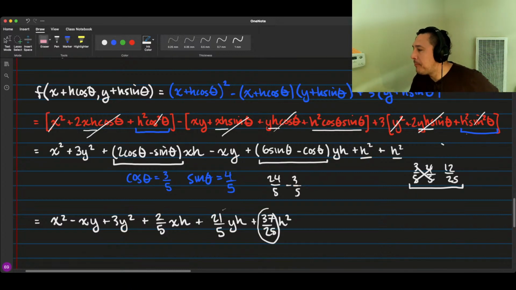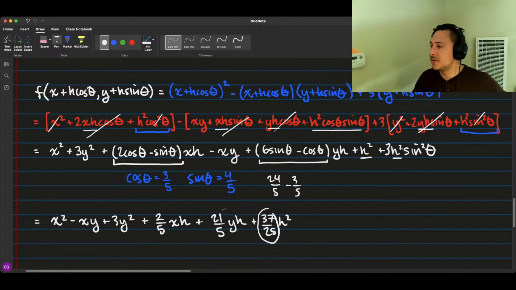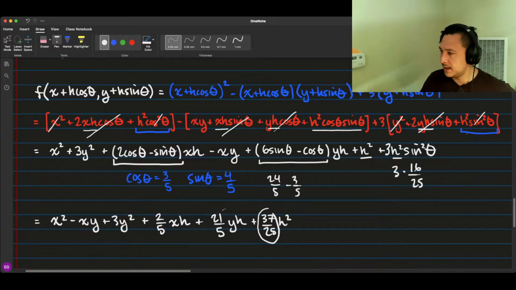This is supposed to be h squared, it's supposed to be 3h squared sine squared theta. And what was sine squared? 4/5 squared is 16/25. So I'm supposed to have 3 times 16 25ths. Okay, yeah.